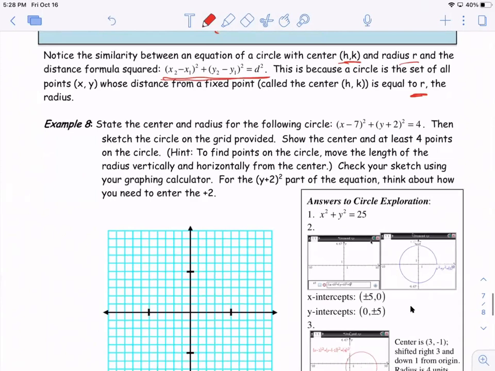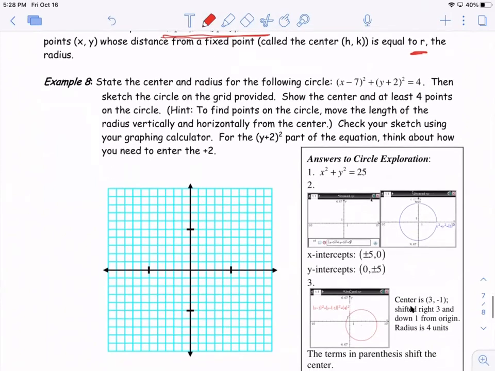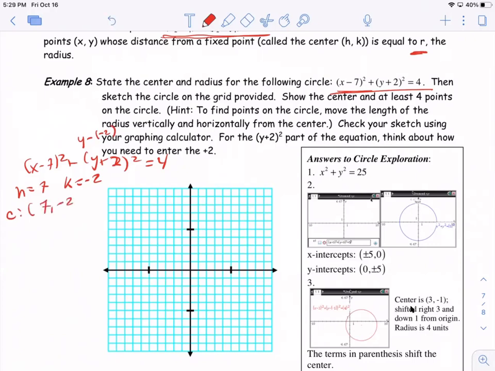Okay, so now we're going to do example 8. So we want to state the center and radius for the following circle: (x - 7) squared plus (y + 2) squared equals 4. So if we have (x - 7) squared plus (y + 2) squared equal 4, that means that h is 7 and k is -2, right? Because it would be y minus negative 2. So we would have the center is going to be (7, -2), and 4 is equal to r squared. So r is equal to 2. We are not concerned about the negative value here because a negative radius doesn't make sense.